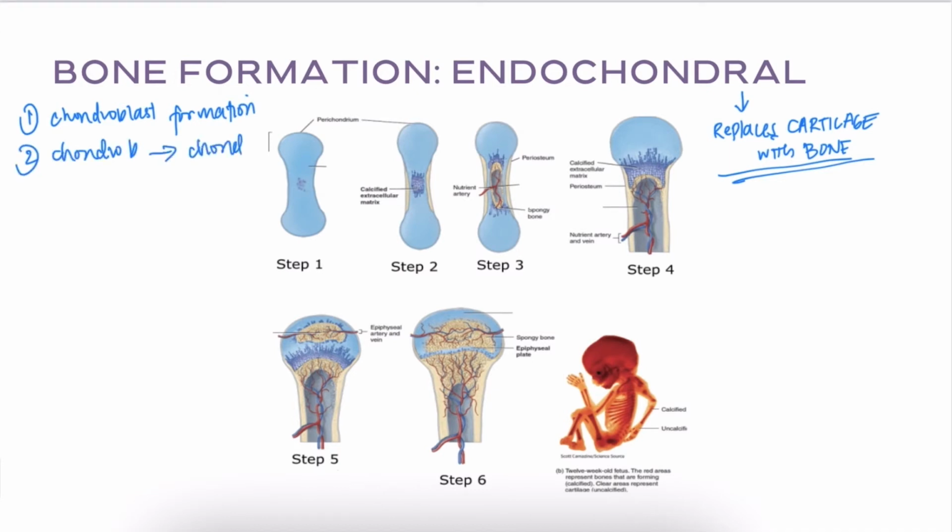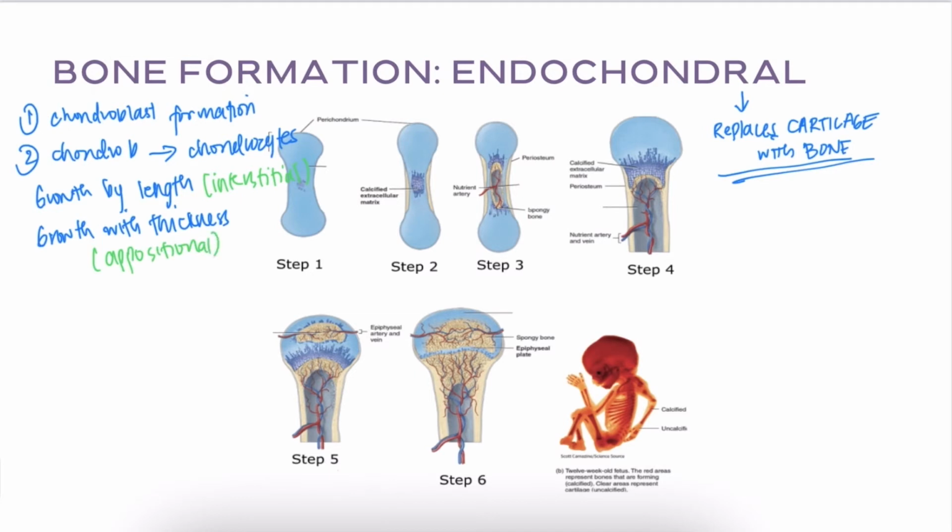Number 1, what happens here is there is crowding of cells that forms the chondroblasts. In the second step, the chondroblasts become chondrocytes. So there will be growth by length, which is called your interstitial growth, and then thickness will also happen. So increased thickness, which is called appositional growth. And at this point, our chondrocytes will hypertrophy and will begin to calcify.